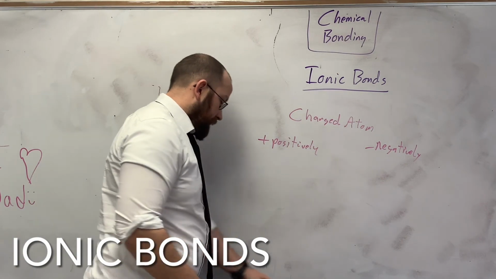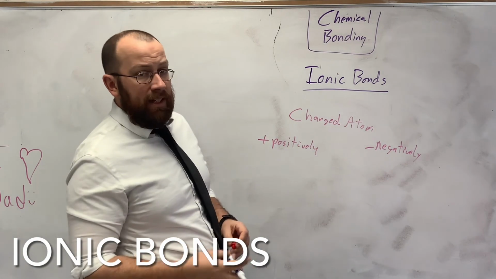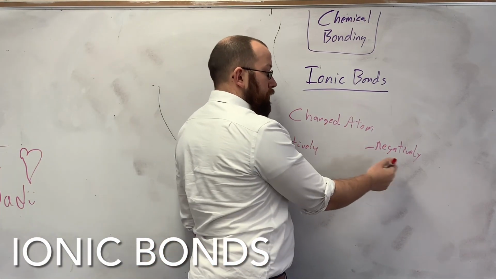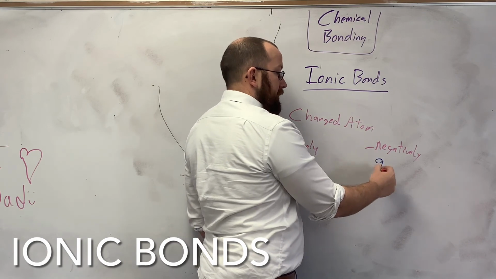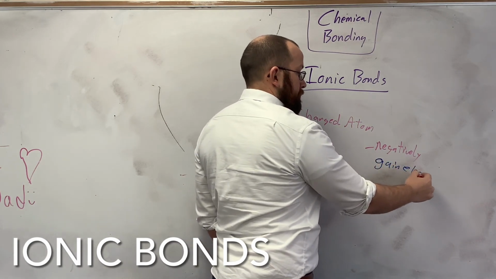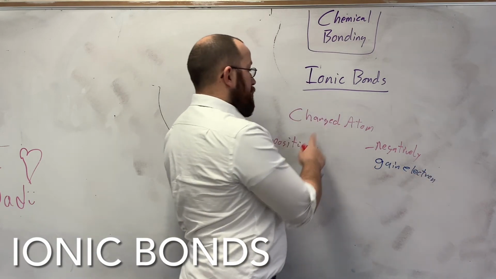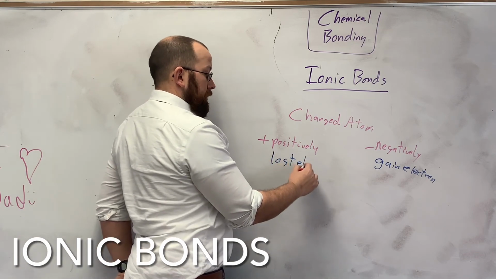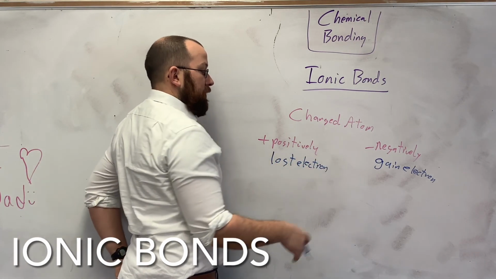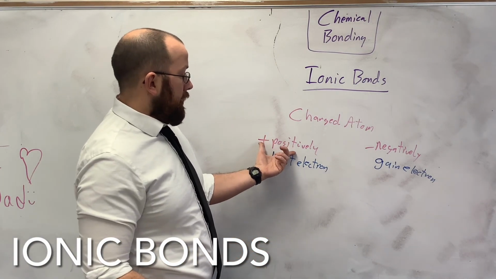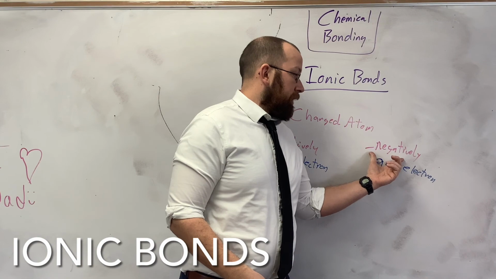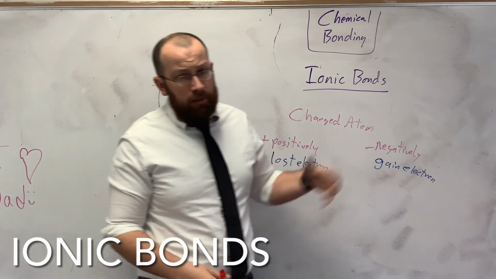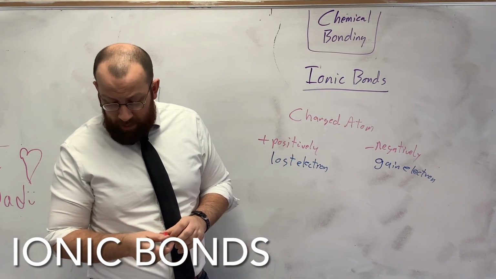Since electrons are negative, if you have an atom that's an ion that's negatively charged, that means you have gained an electron. If you have a charged atom that is positively charged, that means you lost an electron. Because electrons are negative, now your protons take over and it becomes positively charged. You gain an electron, you have one more negative electron over your protons, so it becomes negatively charged. And you need this in order to have an ionic bond.